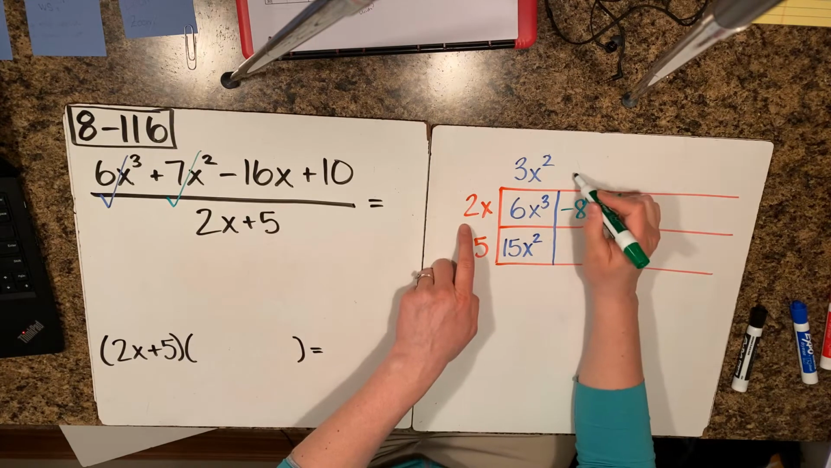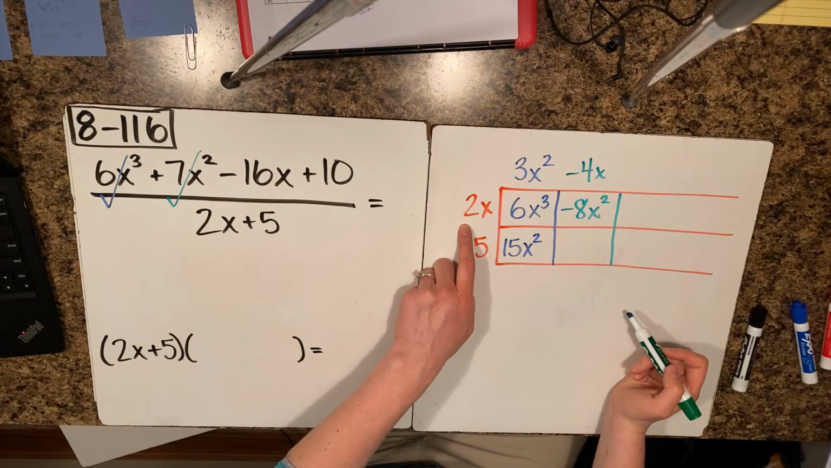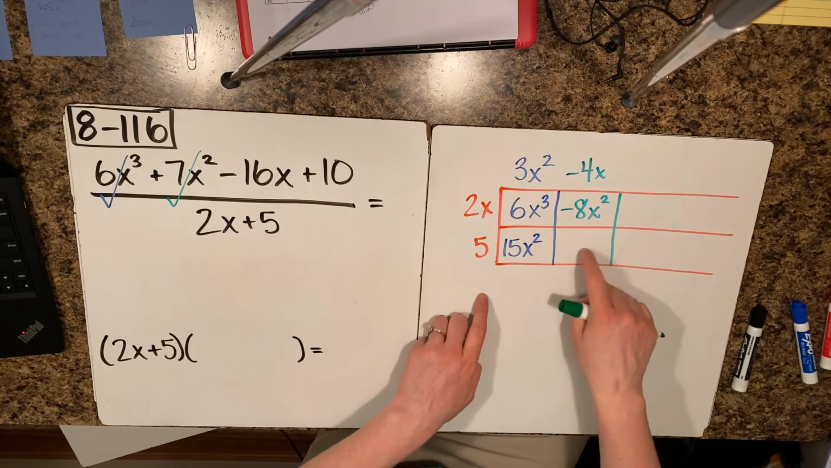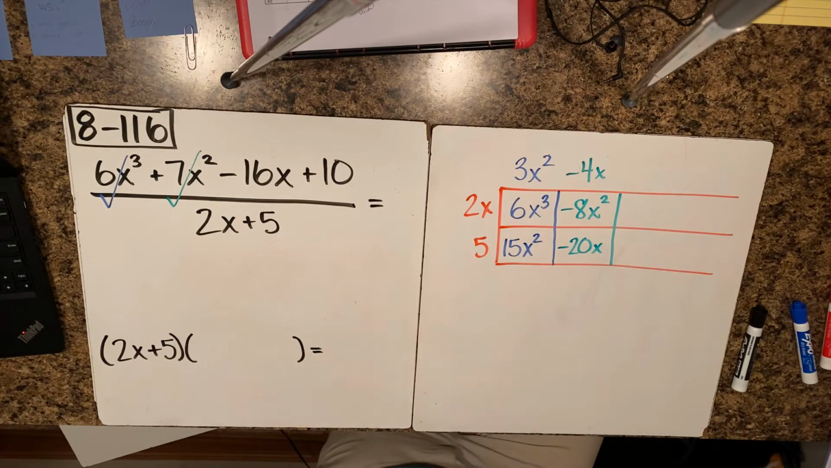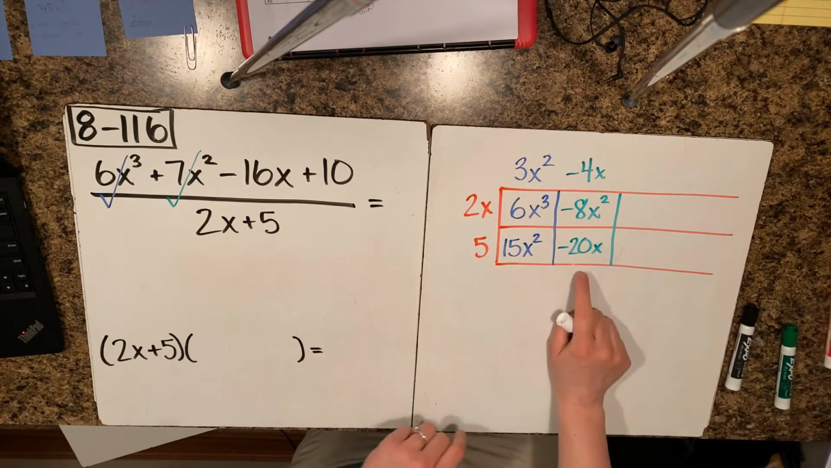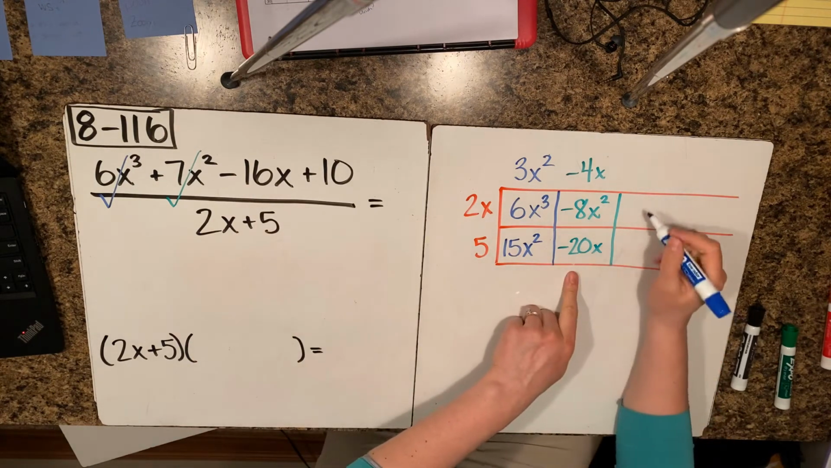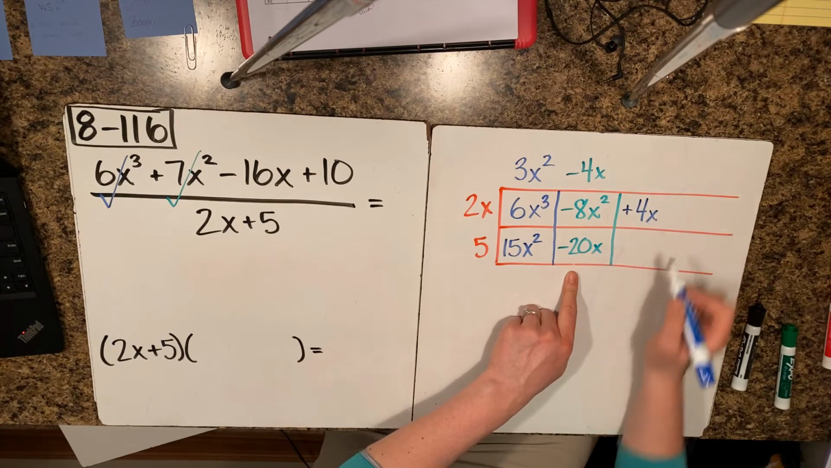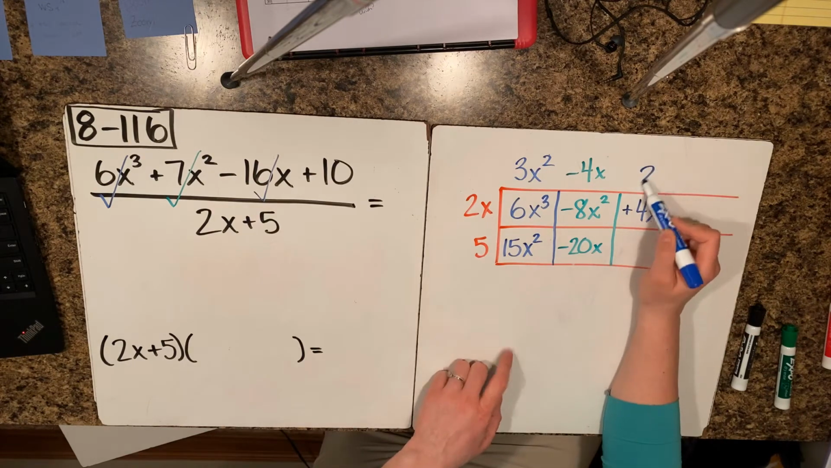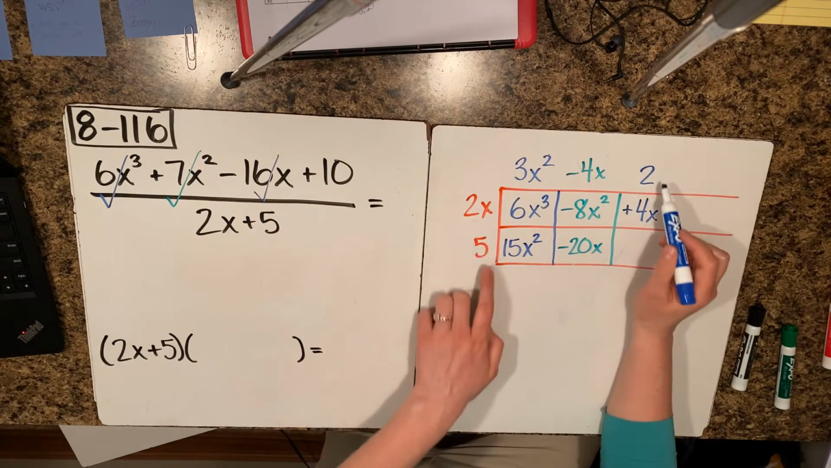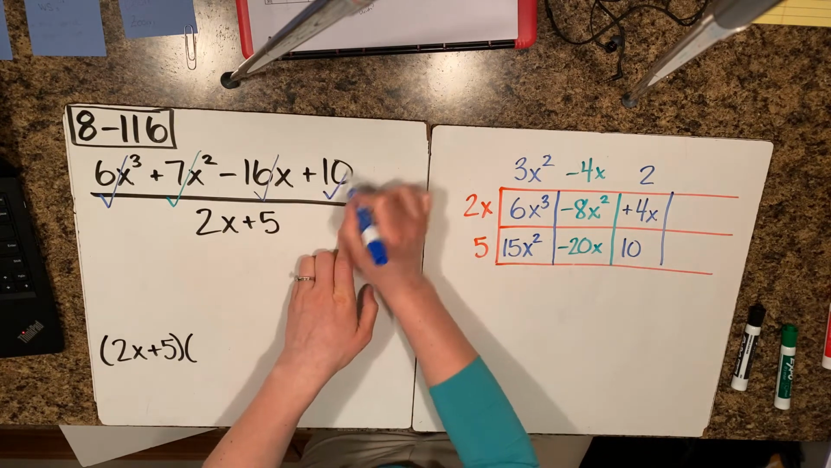Thinking backwards, negative 4x times 2x gives me negative 8x squared. And then, of course, I have to fill this in. I get negative 20x. Then, it's not supposed to be negative 20x. It's supposed to be negative 16x. So negative 20x plus 4x gives me negative 16x. Work backwards. 2 times 2x gives me 4x. 2 times 5 gives me 10. I'm supposed to have 10, so I'm good.